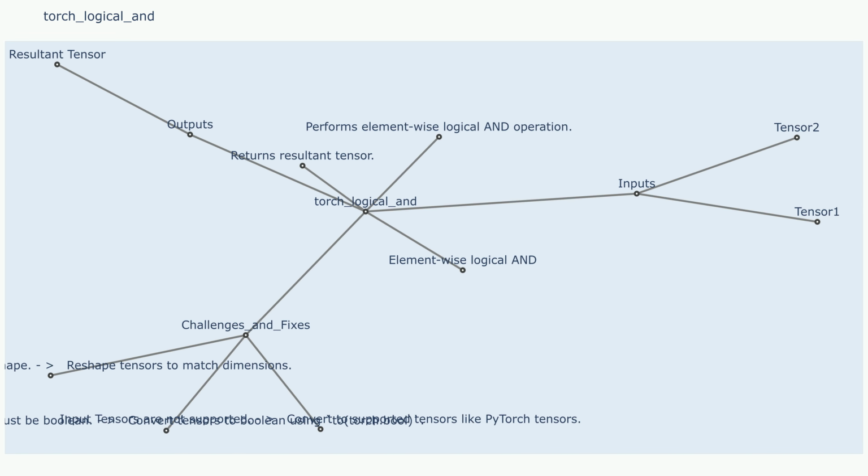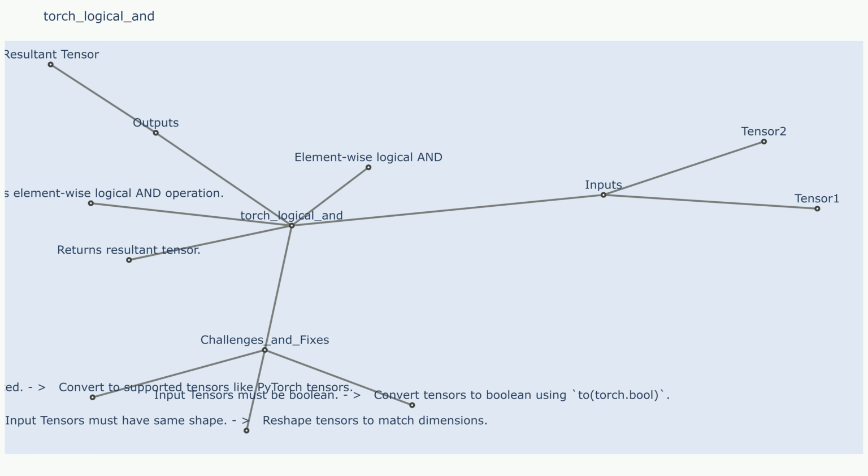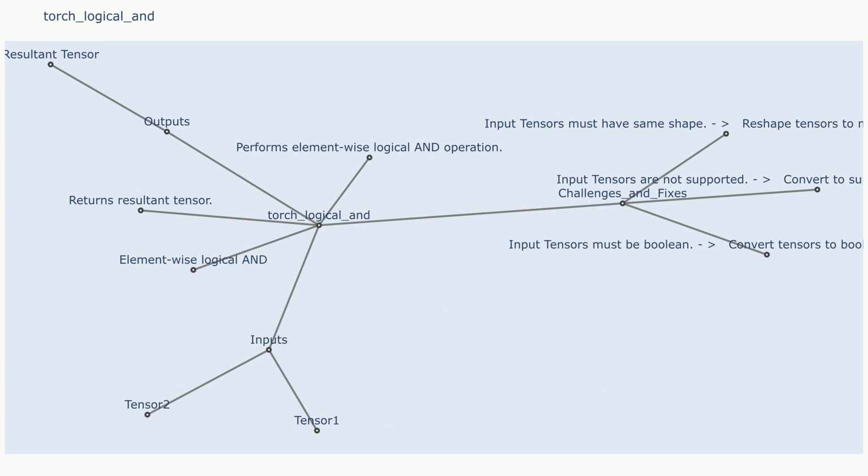torch.logical_and. Description: performs an element-wise logical and operation on two tensors. The logical and operation returns true if both inputs are true, otherwise false. Inputs. Input 1: a tensor of arbitrary shape. The data type should be Boolean.